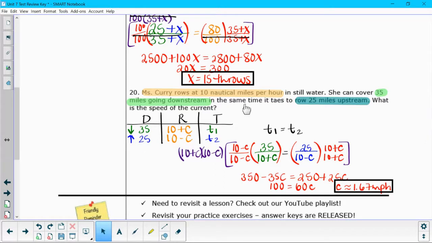And I know she's doing this in the same time, so T1 is equal to T2. So I set up 35 over 10 plus C is equal to 25 over 10 minus C. Create that common denominator, cancel it out. It gives me 100 is equal to 60C. And remember, you can use your calculator for these multiplication and division parts of your problem. So the current is about 1.67 miles per hour.